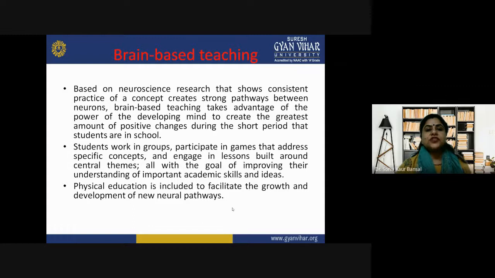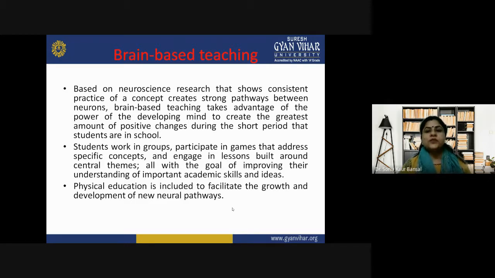So it takes advantage of the power of the developing mind to create the greatest amount of positive changes during the short period that students are in the school. So the students are very much interested in learning when you actually give them brainstorming sort of thing. So this is called brain-based teaching, and students work in groups, participate in games that address specific concepts, and engage in lessons built around central themes, all with the goal of improving their understanding of important academic skills and ideas.